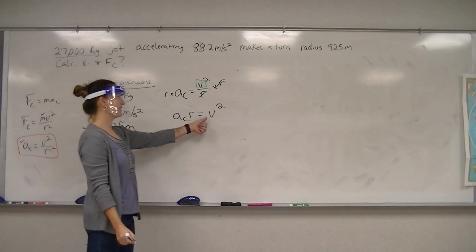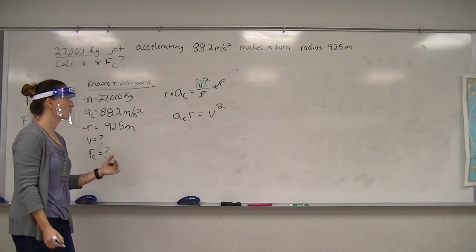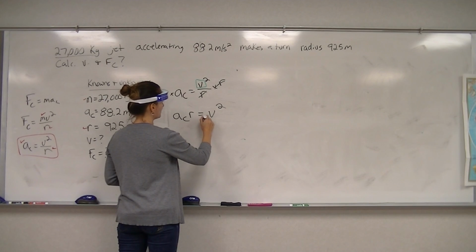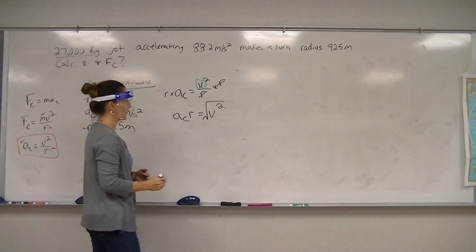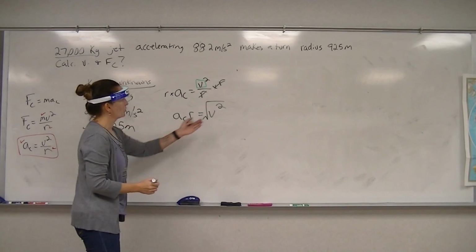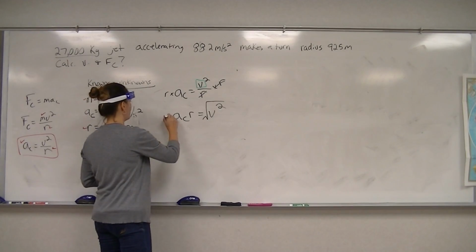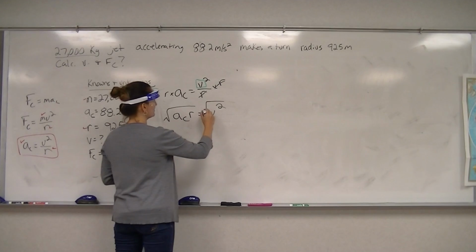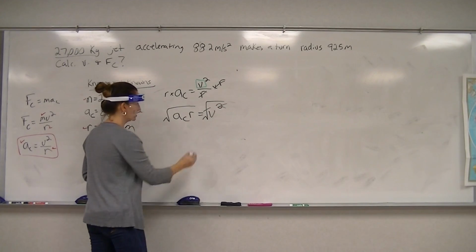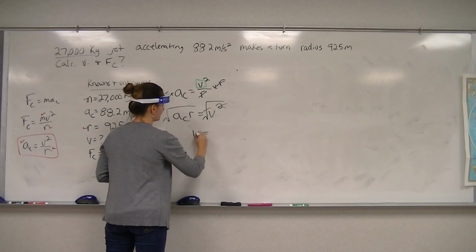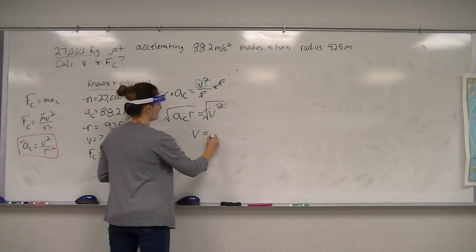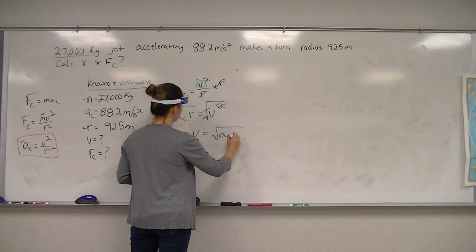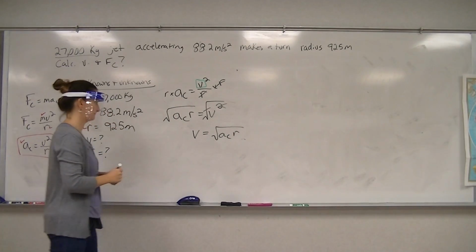I want v by itself, and it's squared. So how do I get rid of the squared? We did this before with the distance equation. You have to take the square root of it. Whatever I do to one side, I have to do to the other, so I'm going to take the square root of that side as well. So this cancels out that squared, so now I have v by itself. v is equal to the square root of the acceleration times the radius.